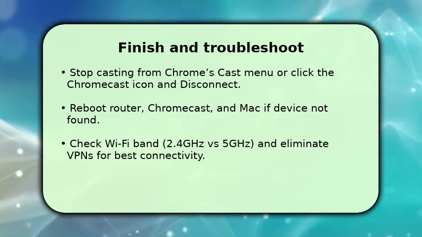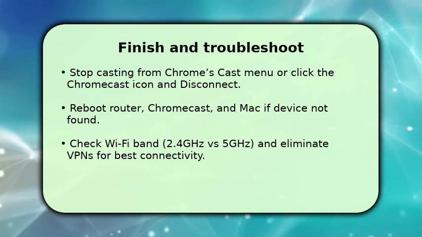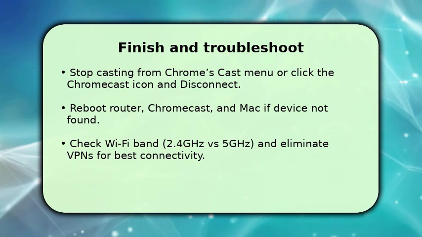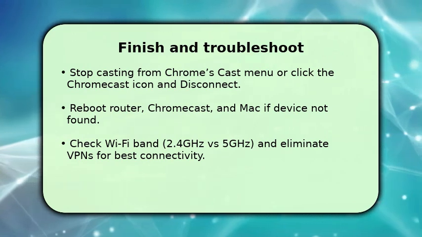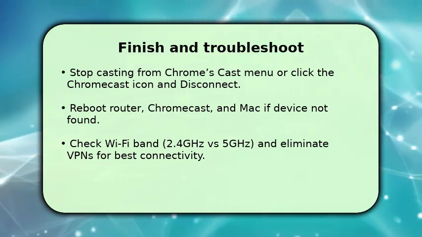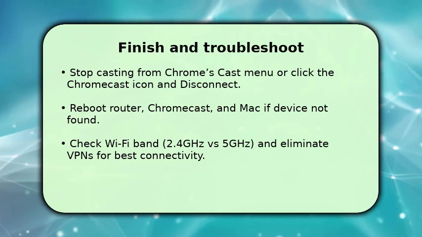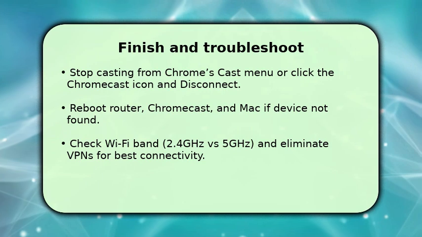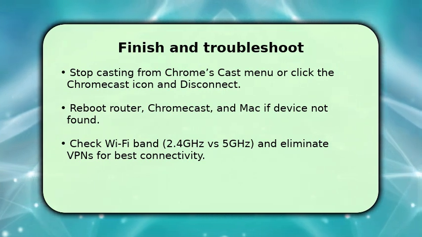If the Chromecast doesn't appear, reboot the router, Chromecast, and your Mac to clear temporary network conflicts. Make sure both devices are on the same Wi-Fi band and disable VPNs because they block local discovery. This is the single most effective troubleshooting tip when devices cannot see each other on the network.